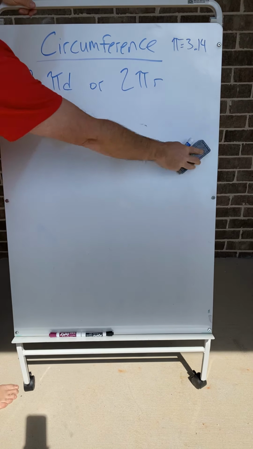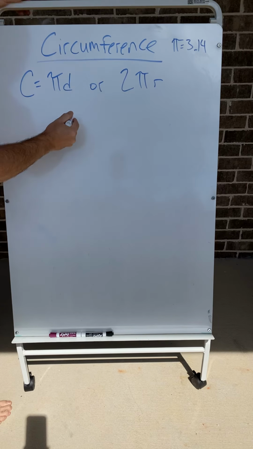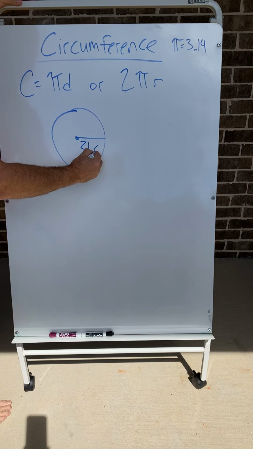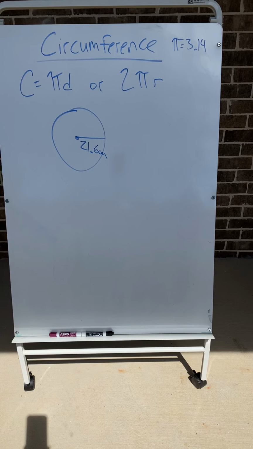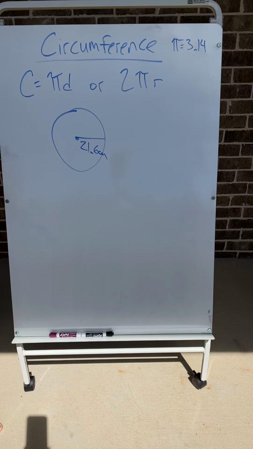Okay, so let's try one. Okay, so they're going to give you a circle and they tell you that the radius is going to be equal to 21.6 centimeters. So pause it now, and I want you to punch it into your formula, the 2 pi r. Punch that in, and remember use 3.14. Punch that in and see what you get.